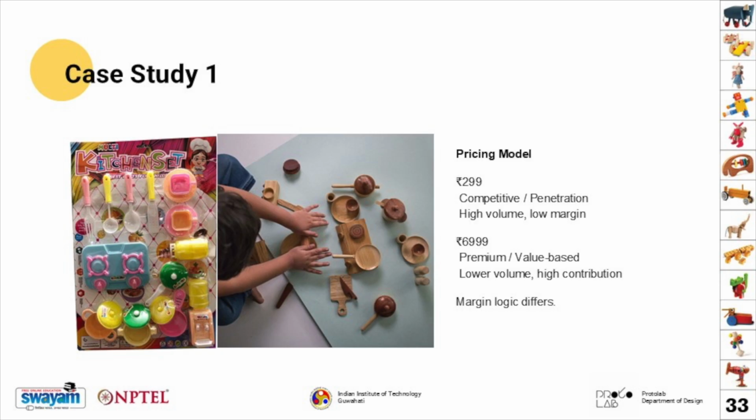The rupees 6,999 kitchen set follows premium pricing. It accepts lower volume in exchange for higher per unit margin. It may also use value-based pricing if differentiation justifies price. Neither is random. Each aligns with its production scale and cost structure.